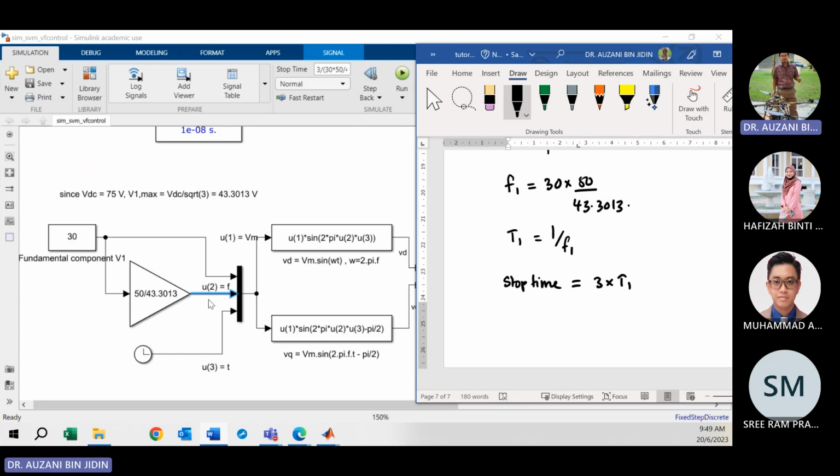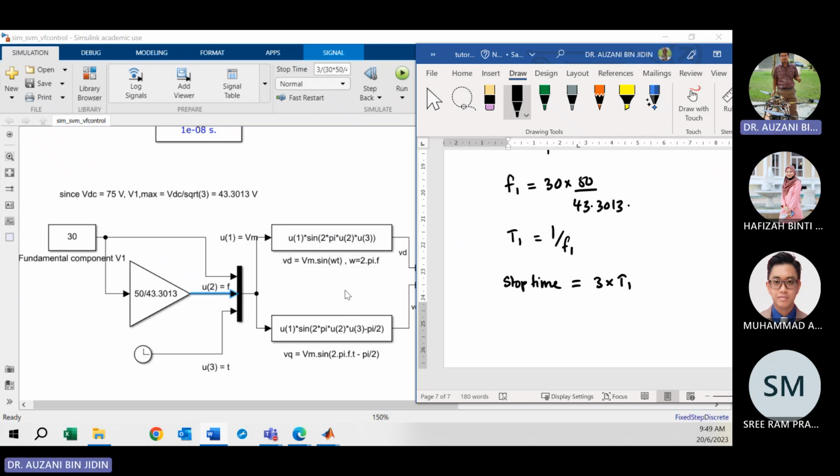Okay, F1 here, from this line, you calculate F1 because you need to substitute the value of F1 into this equation. You have 2 pi F, so F is F1.